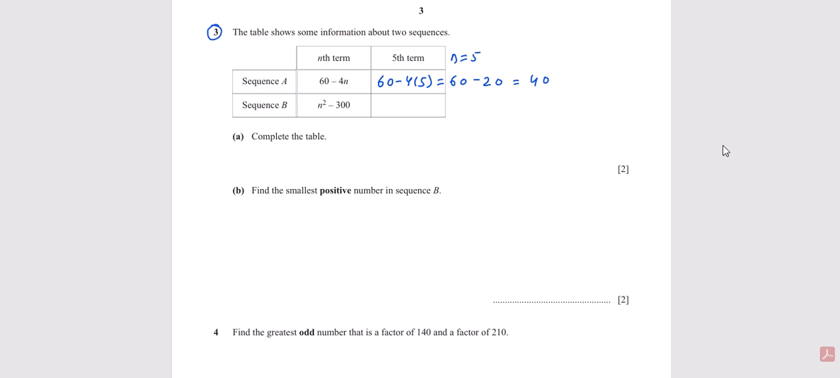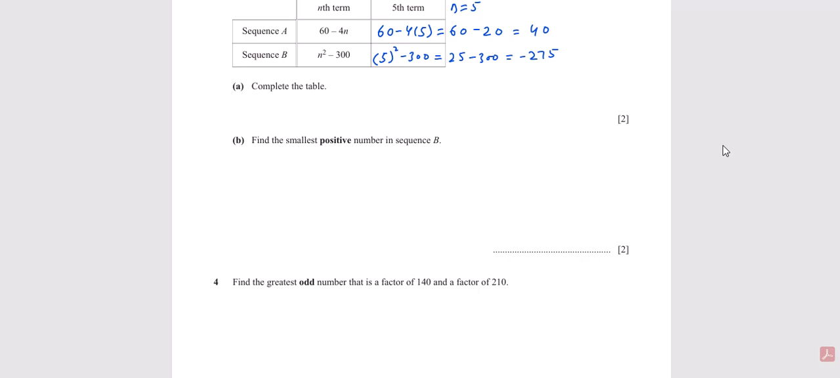Sequence B, n squared minus 300. Find the fifth term means that n is equal to 5. So 5 squared minus 300. 5 squared is equal to 25, minus 300 is equal to minus 275.